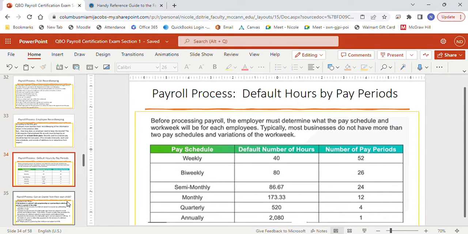So default hours by pay period. We look at annually, quarterly, monthly, semi-monthly, bi-weekly, and weekly. And then how many pay periods. So weekly is 52, because there's 52 weeks in a year. Bi-weekly means every other week. You take 52 divided by 2, and that's 26. So 26 pay periods for someone who gets paid every other week. Semi-monthly, so let's say the 1st and the 15th, that would be 24 payments a year. Once a month, they would get 12 payments. Quarterly, they'd get paid 4 payments, and annually would be 1 payment a year.